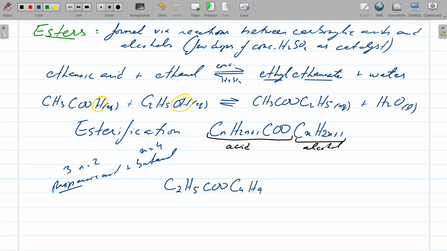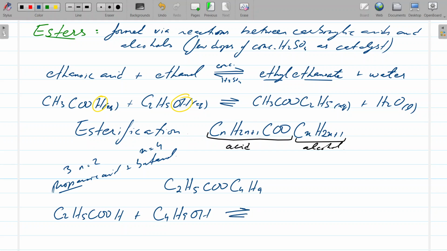Okay. If they give you the molecular formula for them individually, how do you go about solving that? So you've got C2H5COOH plus butanol, so that's C4H9OH. And so, okay, fine. So how do I do this?